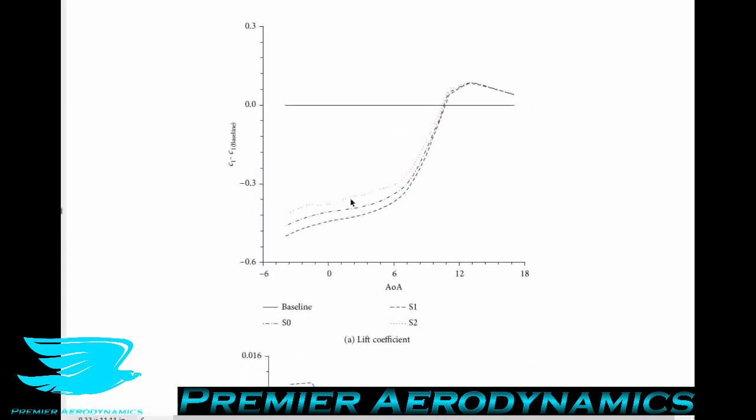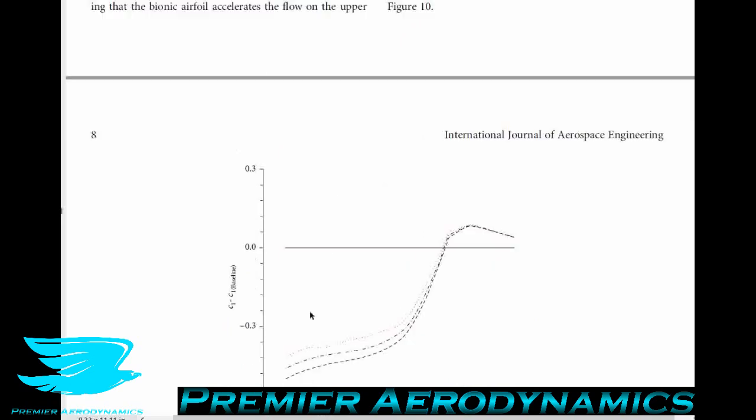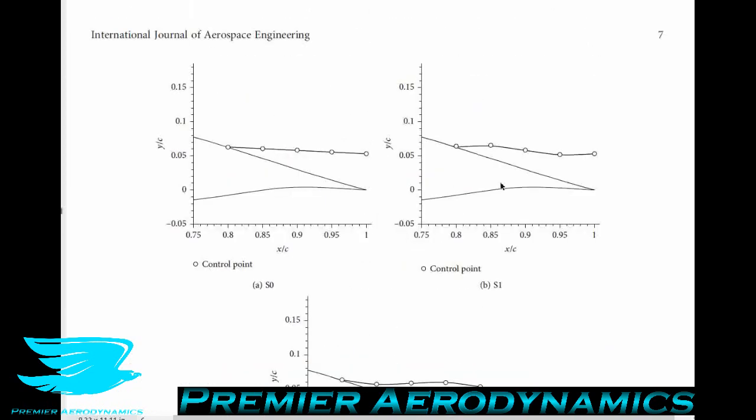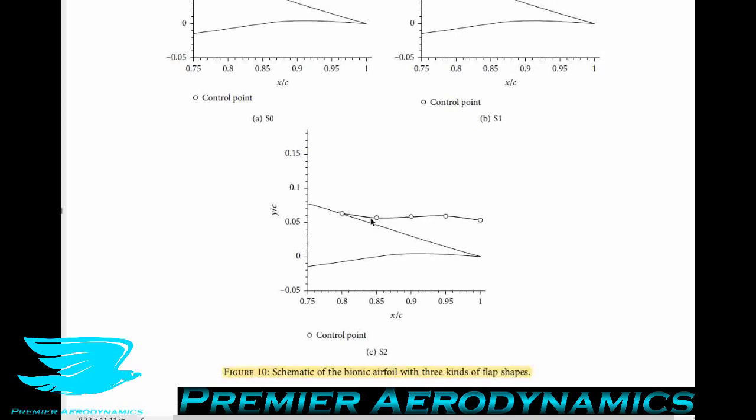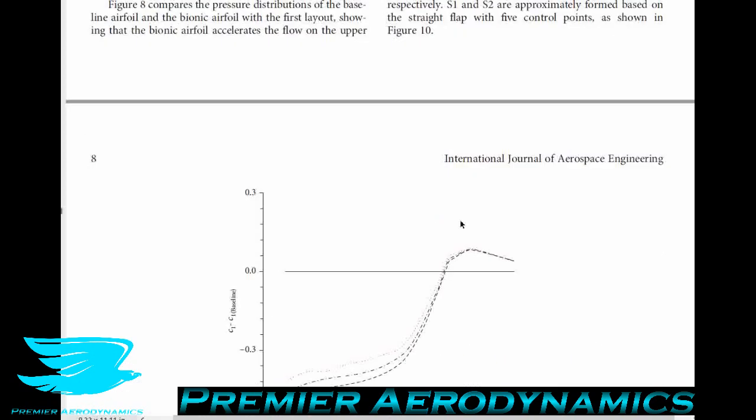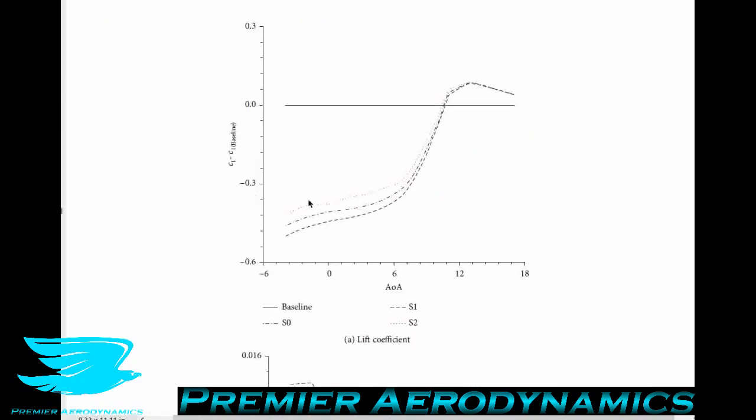But in the pre-stall regime, we do get some changes. So now we can see that these different dash lines correspond to different flaps. S0 is the straight flap. S1 is the flap where we have the peak first, trough second. S2 is where we have the trough first, then the peak. So what is happening here?